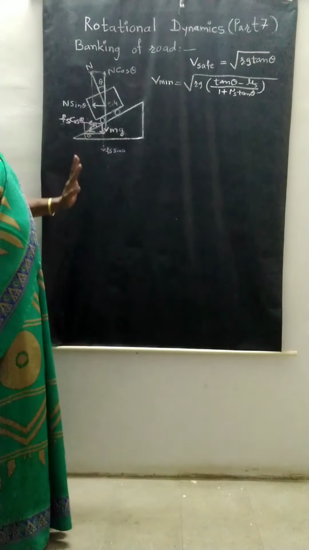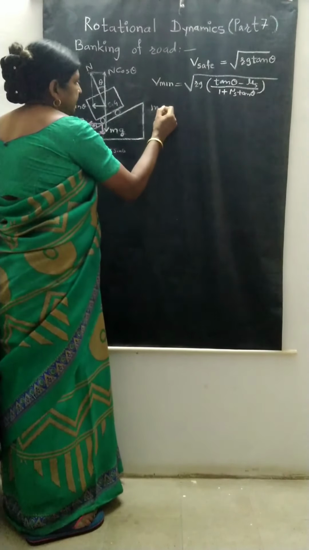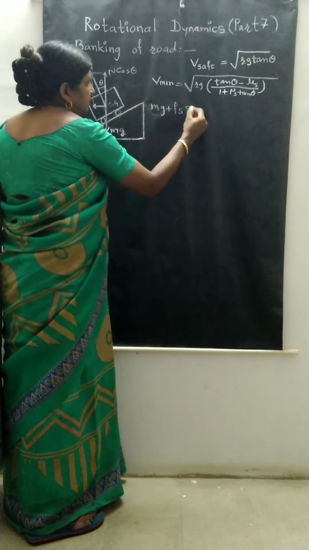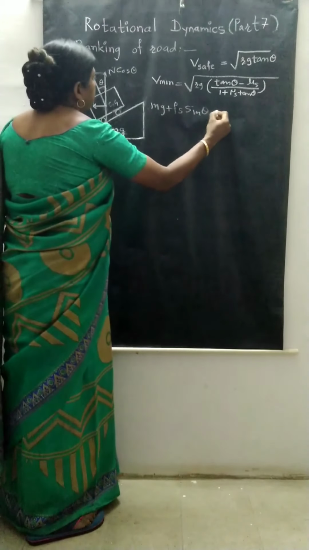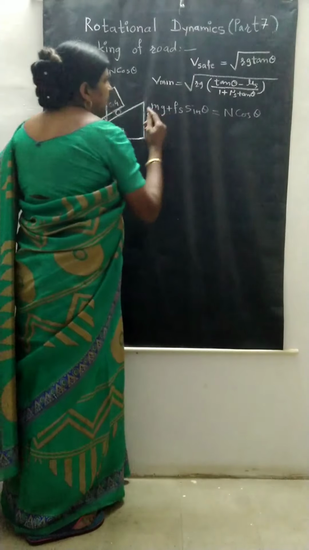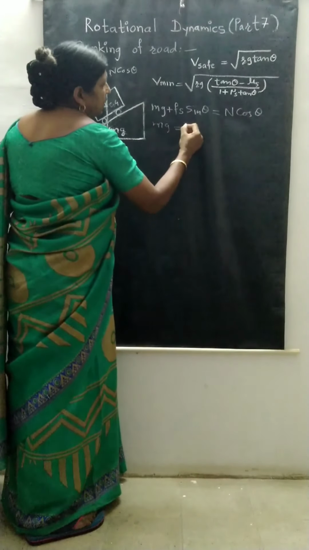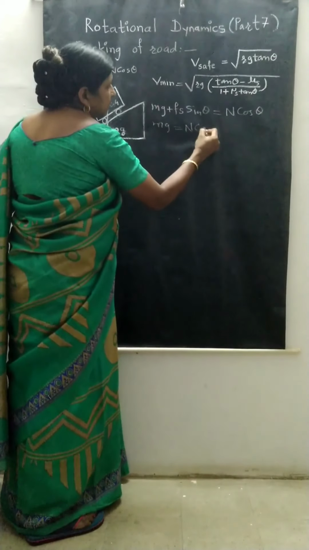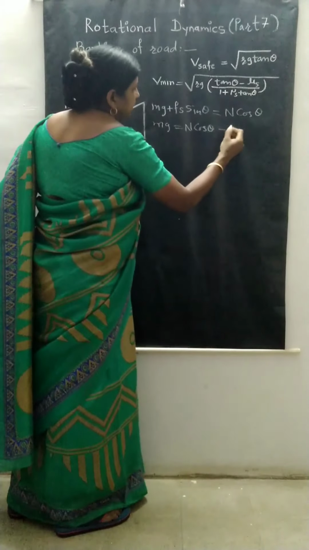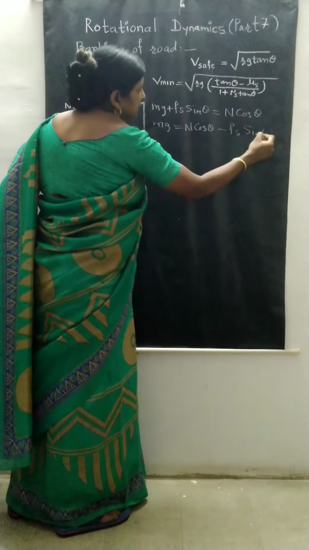Means we will get the equation mg plus Fs sin theta is equal to N cos theta. Hence, mg will be equal to N cos theta minus Fs sin theta.